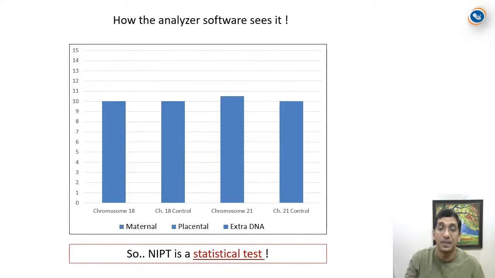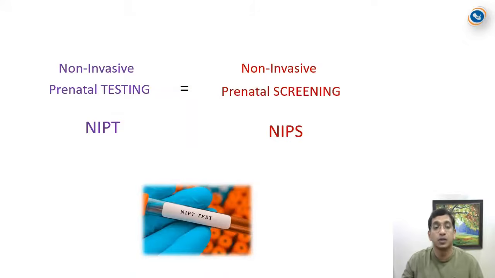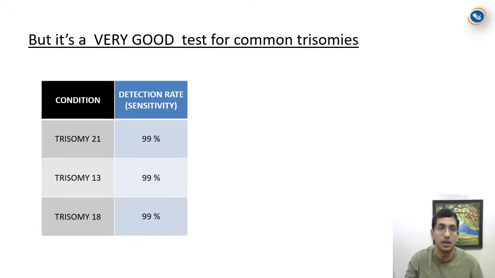So therefore we say that NIPT is not a diagnostic test, it is simply a statistical test. That's why non-invasive prenatal testing is now more correctly called non-invasive prenatal screening, because it is a highly sensitive screening test. Though I have said that it is a statistical test, it is a very good test for common trisomies. For trisomy 21, trisomy 13 and trisomy 18, detection rates are 99%, which is highly accurate.